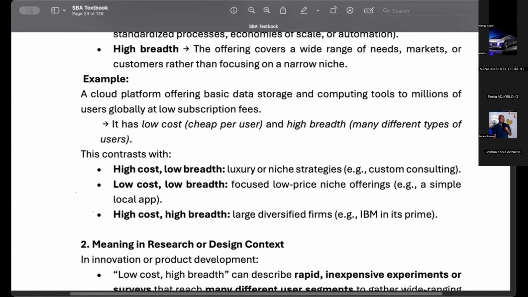So if you have a high cost and low breadth, that means that people will be experiencing luxurious products that usually have a niche focus. Low cost, low breadth.